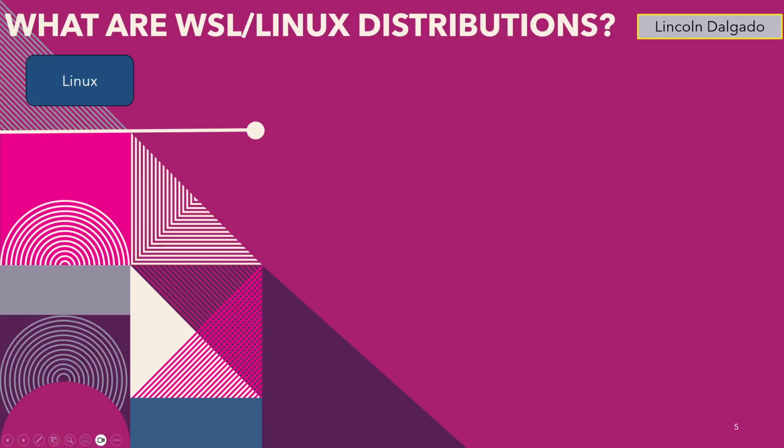While working with WSL, we have a choice of various distributions like Debian, Ubuntu, Fedora, SUSE, etc. To make an informed choice, we first have to understand what distributions are. Let's do an overview of the Linux operating system to understand how distributions fit into the architecture of the operating system.